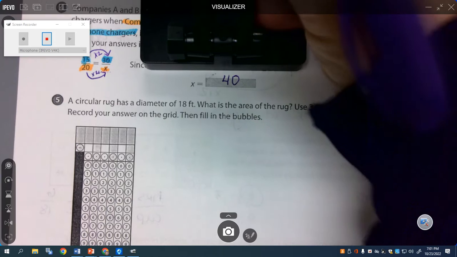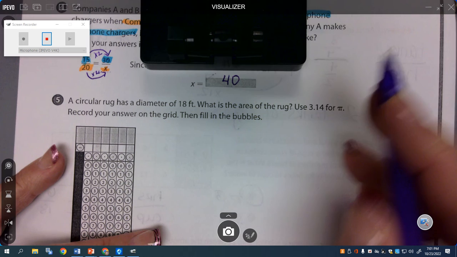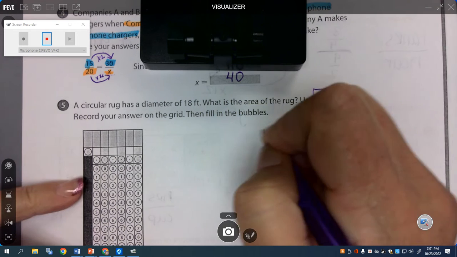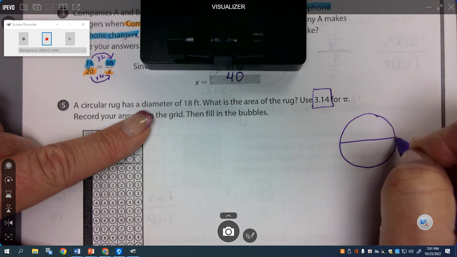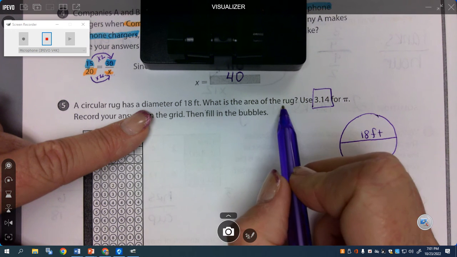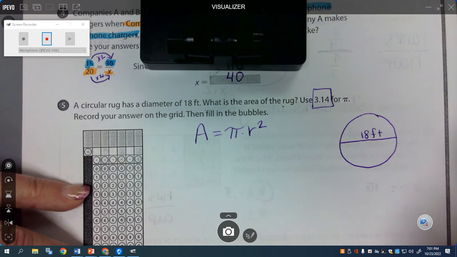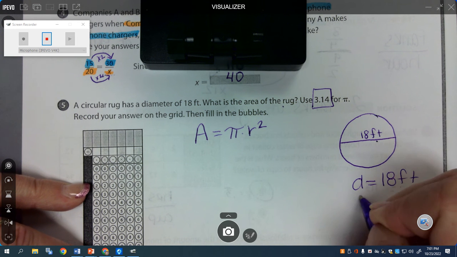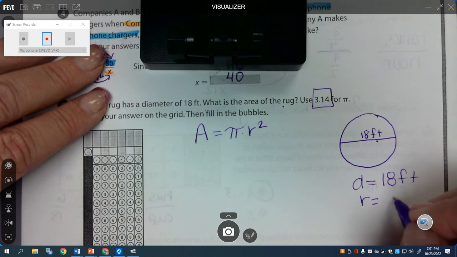A circular rug has a diameter of 18 feet. What is the area of the rug? Use 3.14 for pi. So, Mrs. Parkin, I'm going to draw it out because it's just easier for me. Here's my circle, and it's a diameter. The diameter goes all the way across the circle. And the question is, what is the area? Well, here's my formula for area. Area equals pi times radius squared. Uh-oh, they're giving us the diameter. So the radius is half of the diameter, so it's 9 feet.